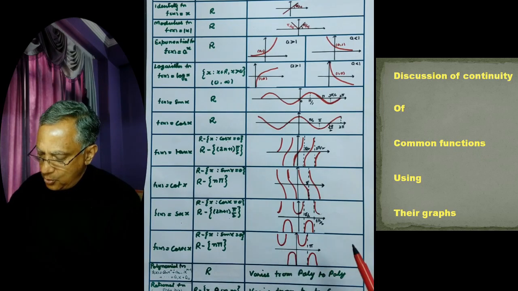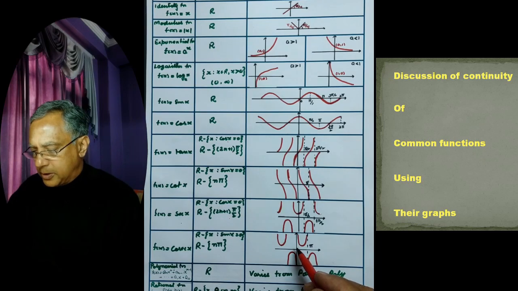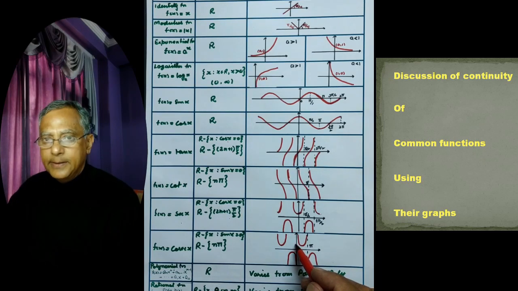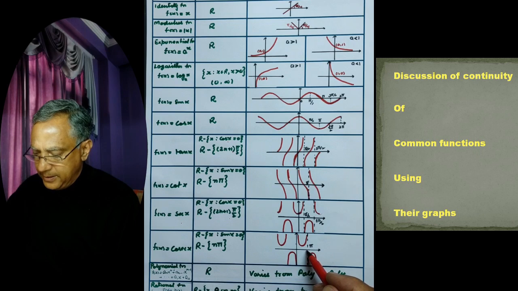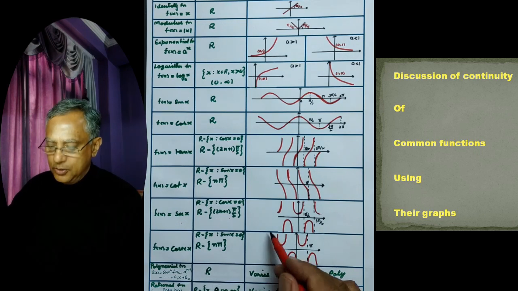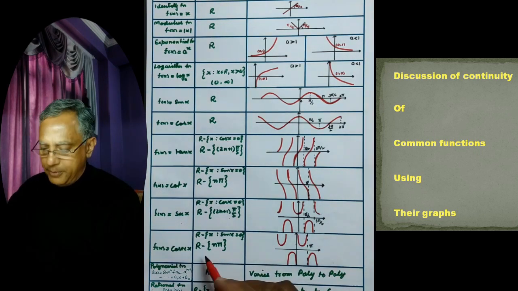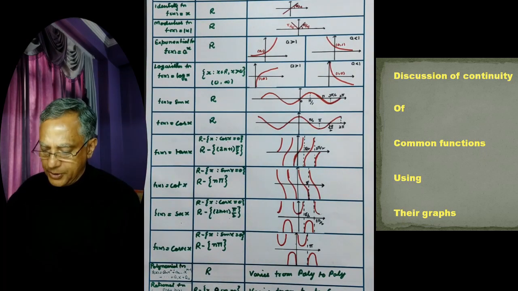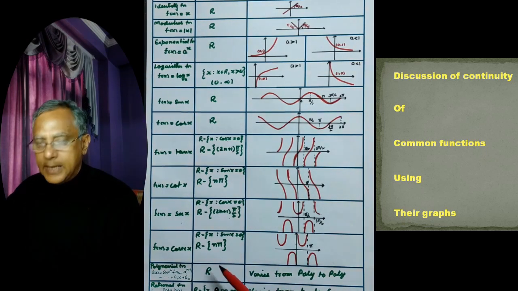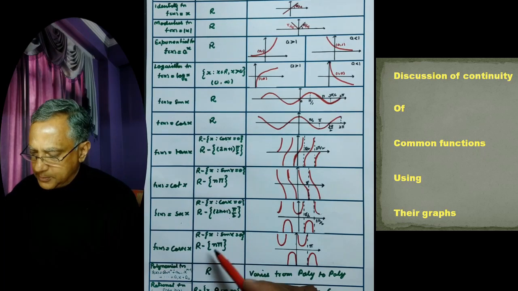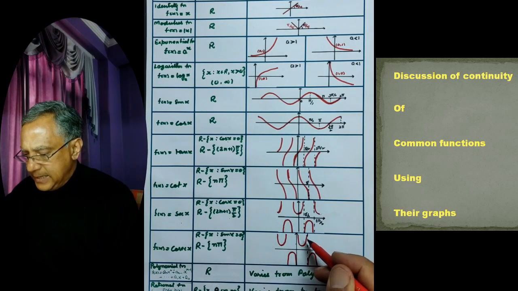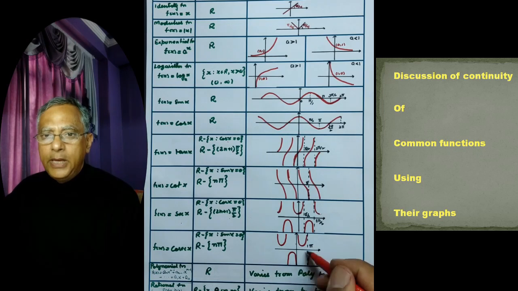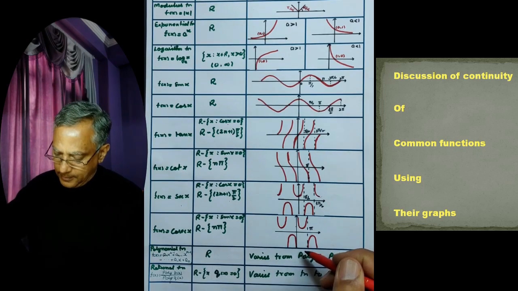and we note that this graph will not touch the lines 0, pi, minus 2 pi, and so on, multiples of pi, because they do not belong to the domain of this function. This function will be regarded as a continuous function because these points where the graph is breaking do not belong to the domain of this function.